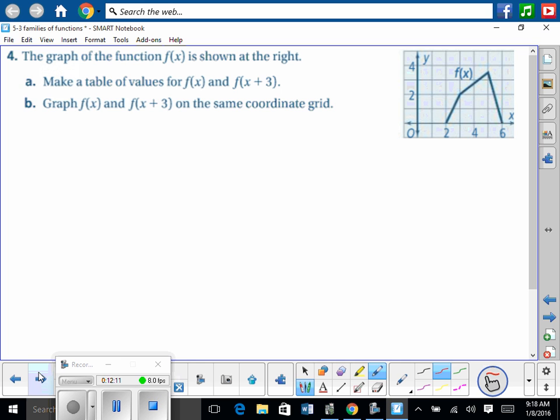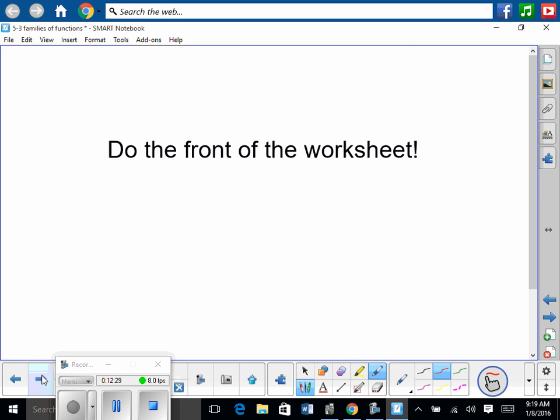Okay, a couple more that I'm going to let you work. It says, the graph of the function f of x is shown at the right. Make a table of values for f of x and f of x plus 3. So are we shifting this left and right? Okay, apparently you guys don't need my lesson, so everybody do the front of the sheet.